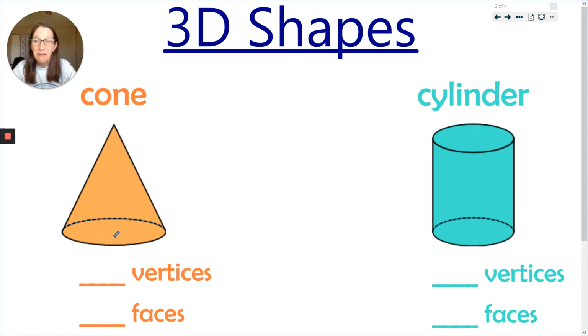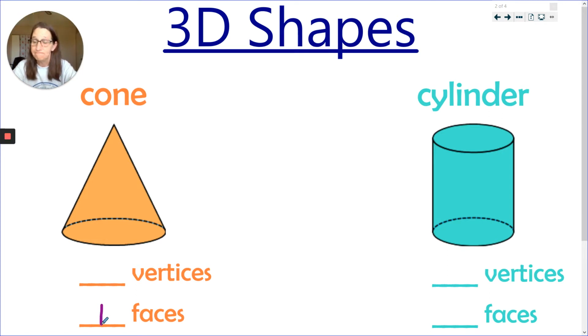Cones have a flat face, but do you see any other flat faces? Nope, because this is not flat. This goes round and around and around, kind of like our circles did. That's not a face because it goes around. Flat means it's flat. The only flat face on here is right here on the bottom. So it only has one face.